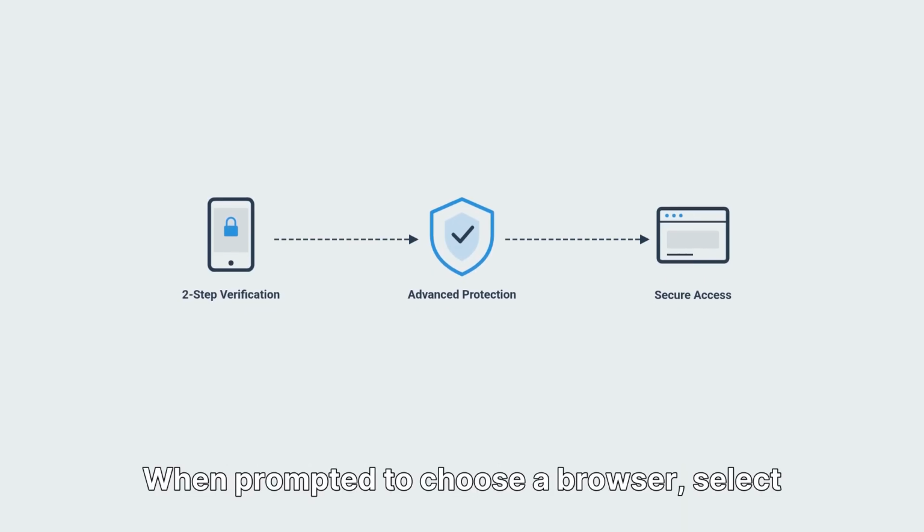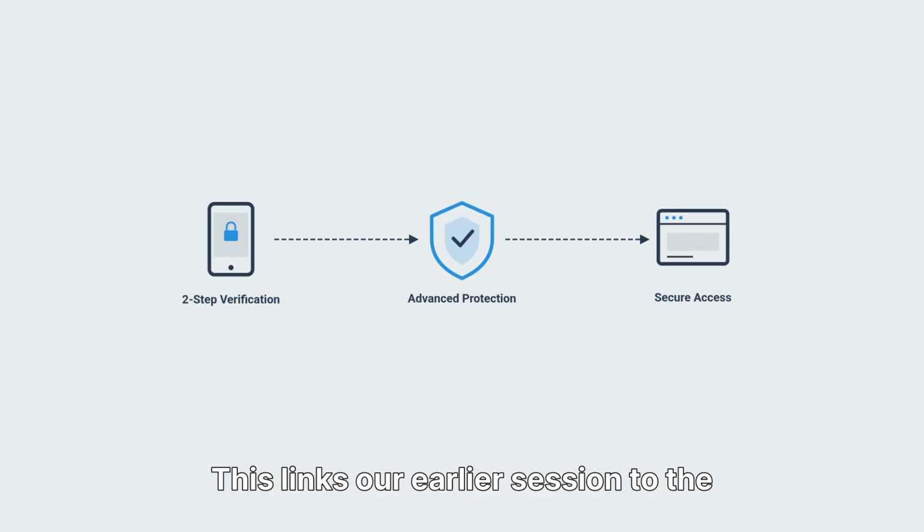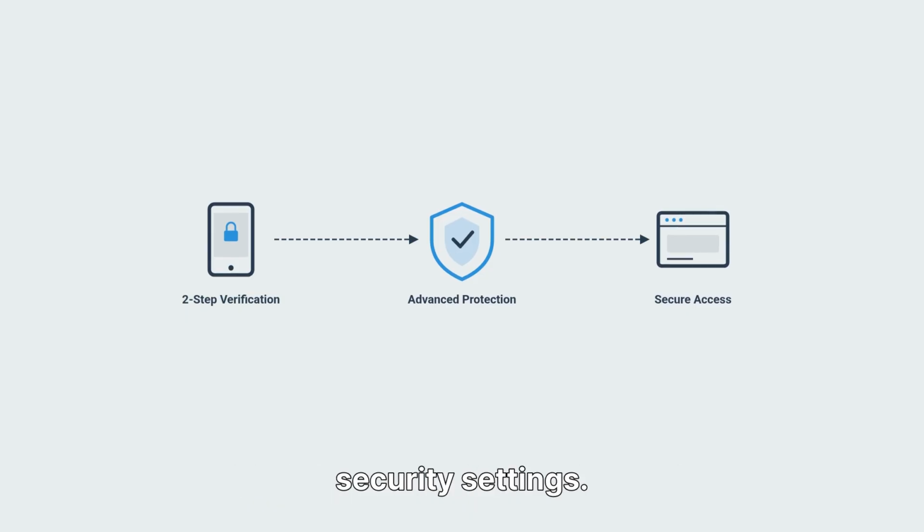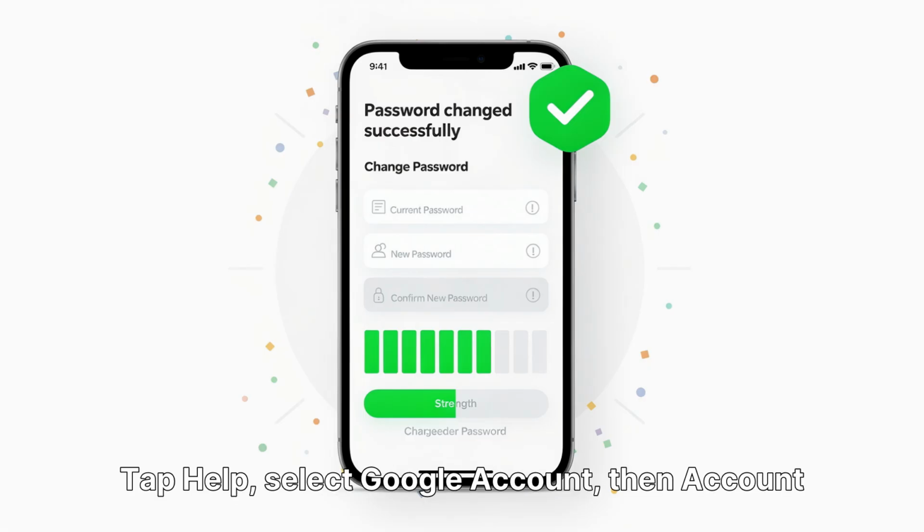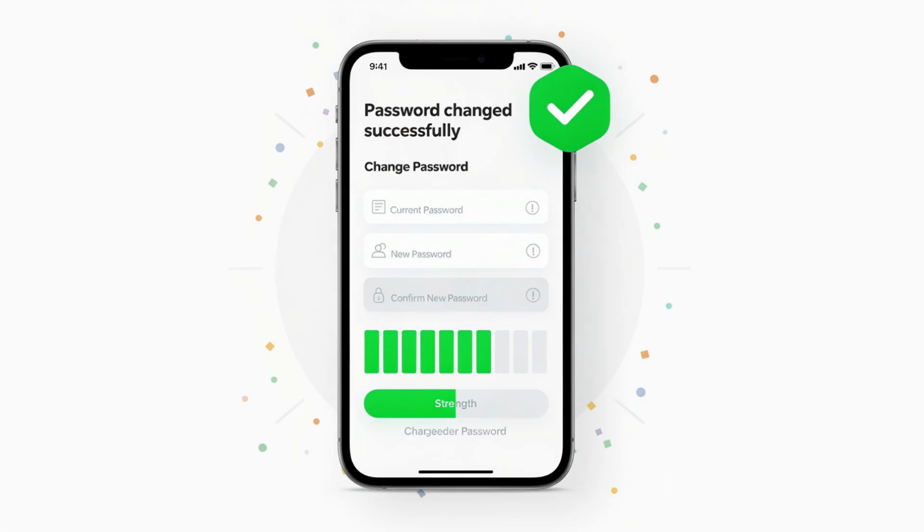When prompted to choose a browser, select Spark Browser. This links our earlier session to the security settings. Almost there. Tap Help, select Google Account, then Account Recovery. Choose Security Key is lost.